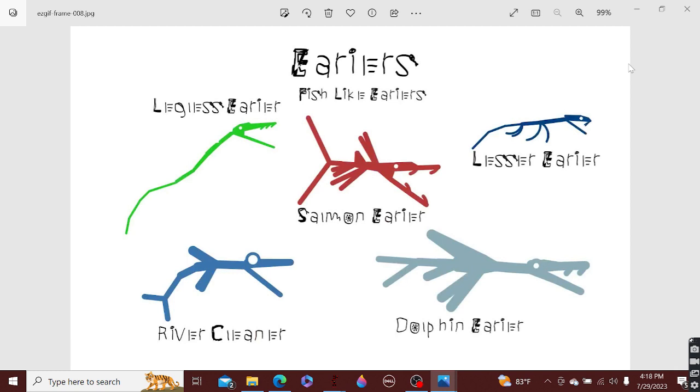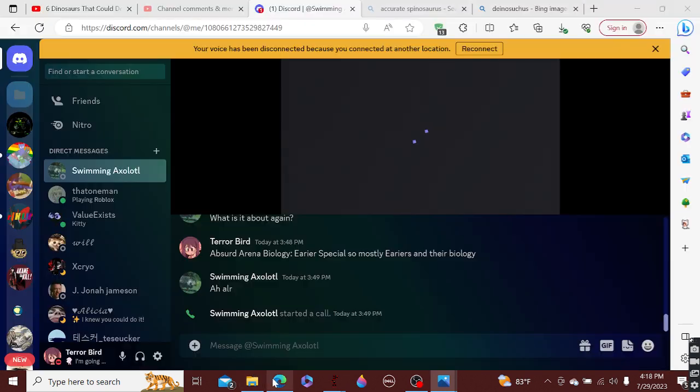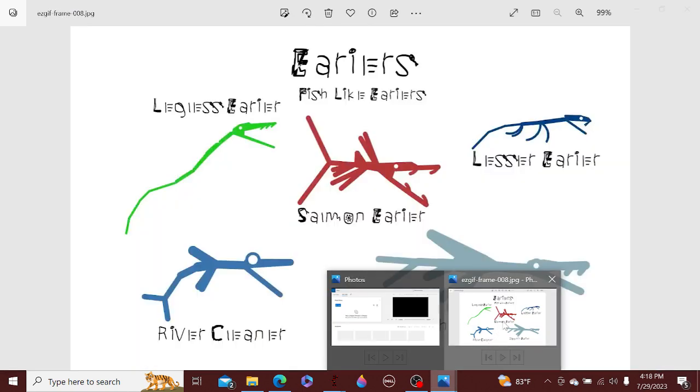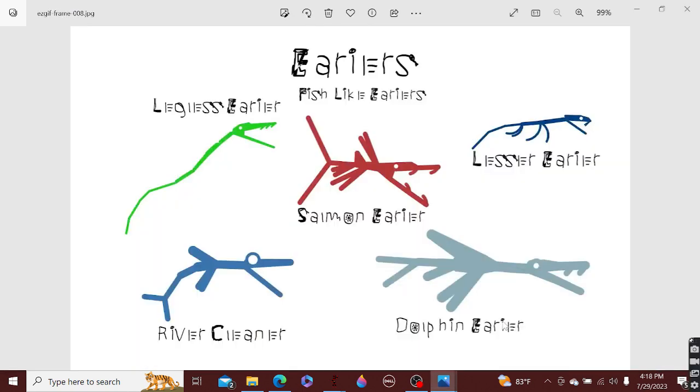Of course, you can probably guess what the salmon Earier is. They convergently evolved to be like salmon. Yeah, and they're pretty much just reptilian salmon. The lesser Earier went extinct, but it's now back. I don't know why these are in the fish-like category.